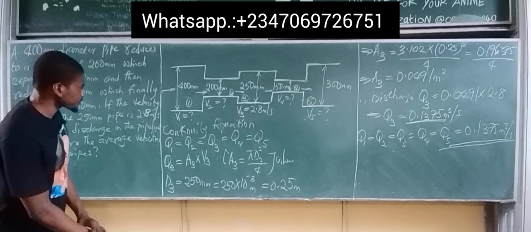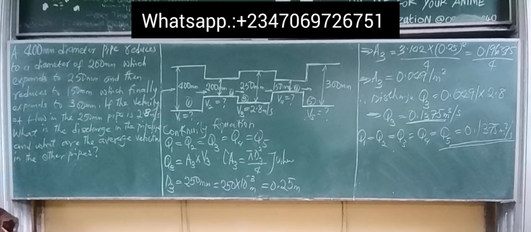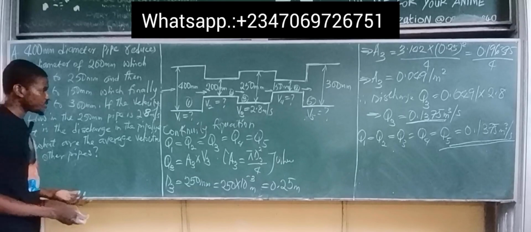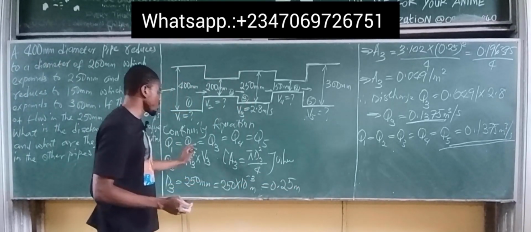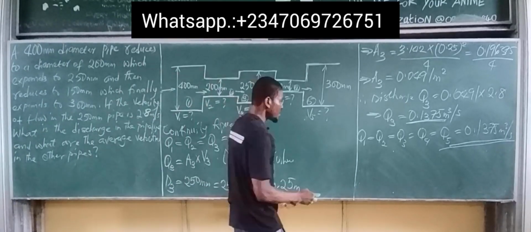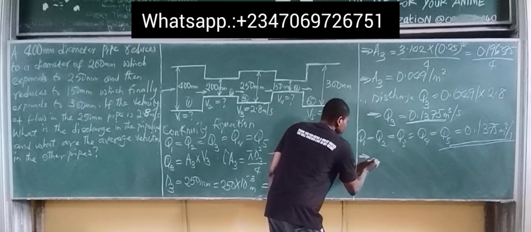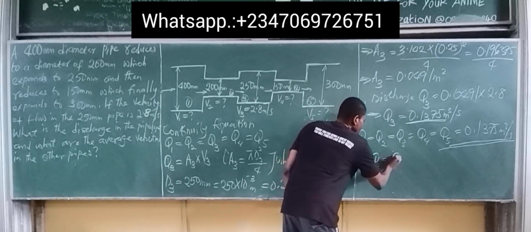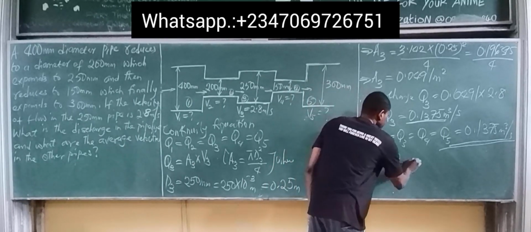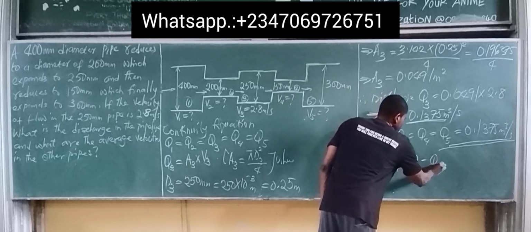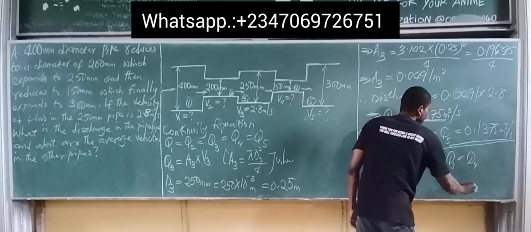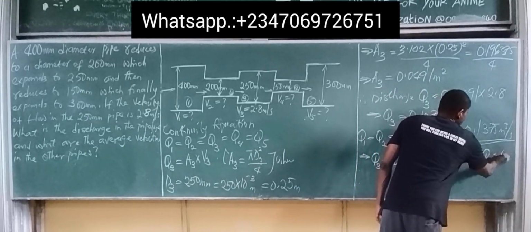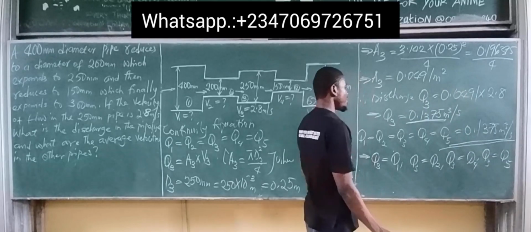So we have that. Next question says, what are the average velocities in the other pipes? So it's very simple, since we know that Q1 is equal to Q2 equal to Q3. So this whole equation simply means that Q3 is equal to Q1. It also means Q3 is equal to Q2. Also, Q3 is equal to Q4. And finally, Q3 is equal to Q5.